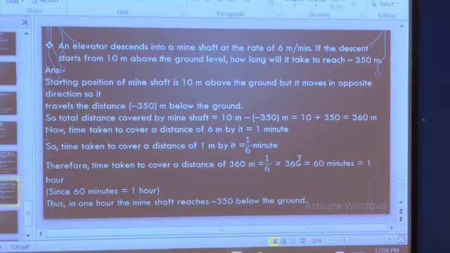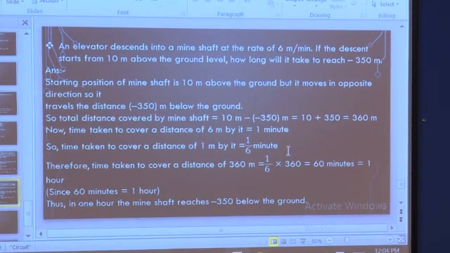Just what we have to do is reduce here. We will get 6 ones are 6, and 6 sixes are 36, and 0 as it is. So we will get 60, 60 ones are 60, so it is 60 minutes, or we can say it is 1 hour.